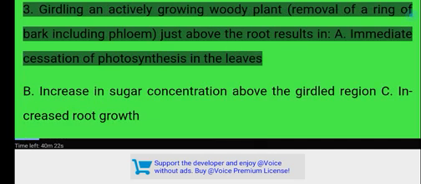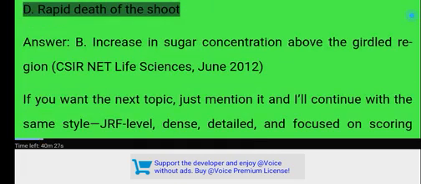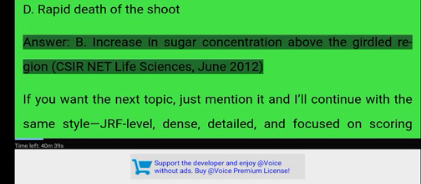CSIR-NET Life Sciences, December 2015. Question 3. Girdling an actively growing woody plant, that is, removal of the ring of bark including phloem just above the root, results in: A. Immediate cessation of photosynthesis in the leaves. B. Increase in sugar concentration above the girdled region. C. Increased root growth. D. Rapid death of the shoot. Answer: B. Increase in sugar concentration above the girdled region. CSIR-NET Life Sciences, June 2012.